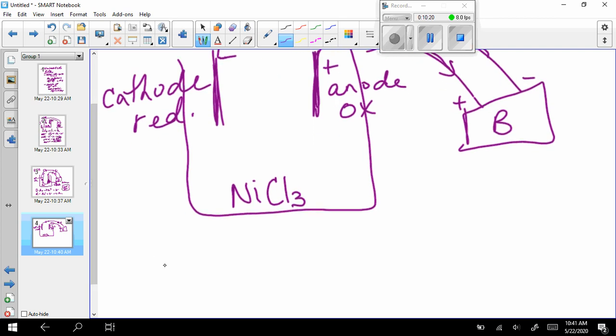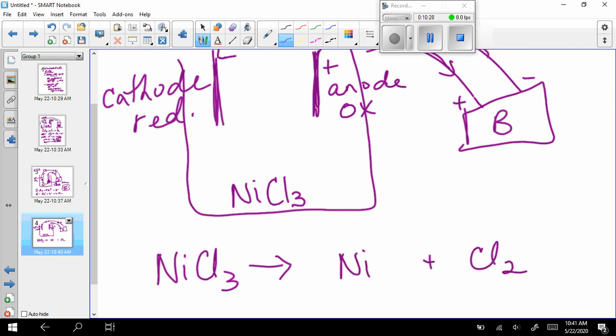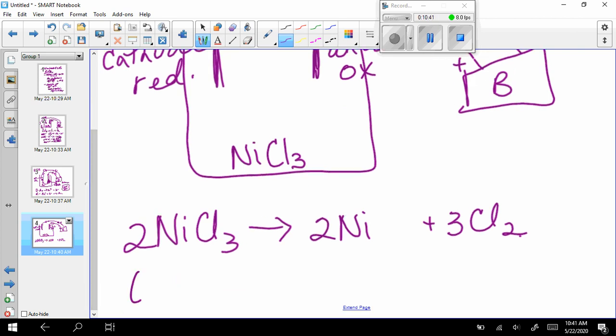Then I actually do the decomposition reaction. NiCl3 would form nickel and chlorine gas. To balance that, I'd have to have 3 to give me 6 chlorines. Put a 2, that gives me 6 chlorines, and a 2 there. All right, write my half reactions.